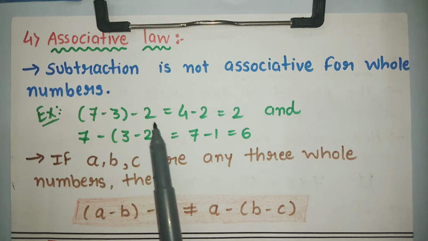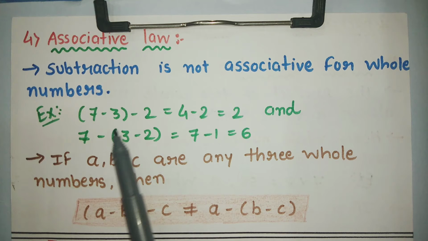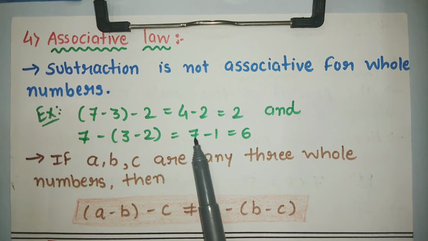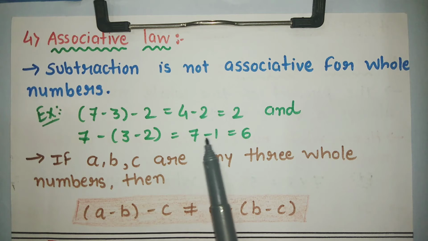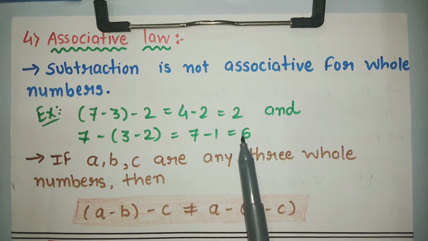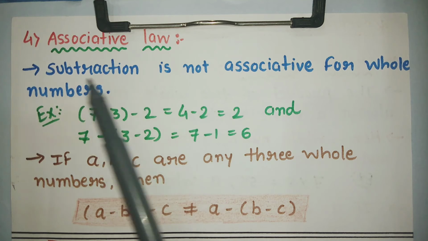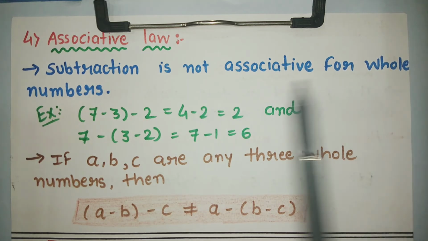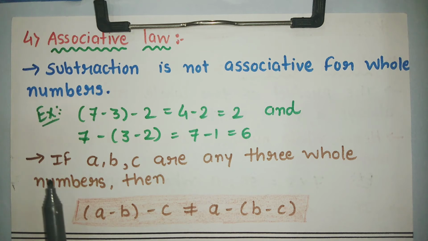And now I will make the group of the last two numbers. 7 as it is, minus the group 3 minus 2. 3 minus 2 is 1. So 7 minus 1 equal to 6. So is it the same? No, that's why subtraction is not associative for whole numbers. So what is the universal statement? If A, B, C are any three whole numbers, then the group of the first two numbers and the group of the last two numbers will not be the same. So subtraction is not under the associative law.